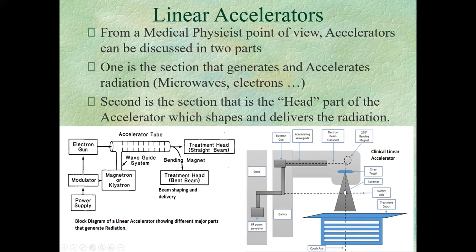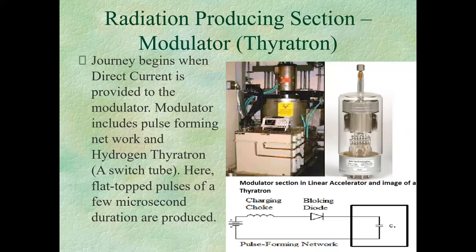Talking about first, as I said, we will divide it in two sections. One is the radiation producing section, and then the next will be the beam delivery section. In the radiation producing section, the first part is the modulator, and in the modulator, the thyratron is one of the important parts. In this picture, this section is the modulator section of a linear accelerator. For those of you who have Varian accelerators, they may have seen this in the back of the accelerator. This section, and then the klystron or magnetron sitting on top of our modulator section.